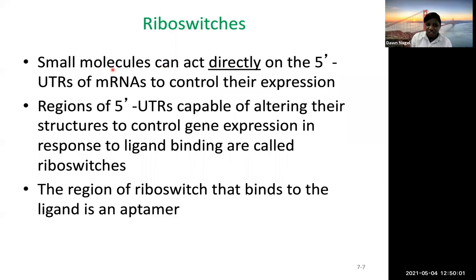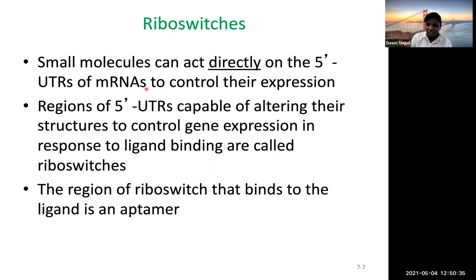And these are really just small molecules that can act directly on the 5' UTRs of mRNAs. The 5' UTR, if you guys recall, is the 5' untranslated region. So it's transcribed, it's just not translated into a protein. It's super important in regulating many aspects of gene expression. And in this case, it regulates the expression of a gene because there are sequences within this 5' UTR region that can control the gene expression, right?